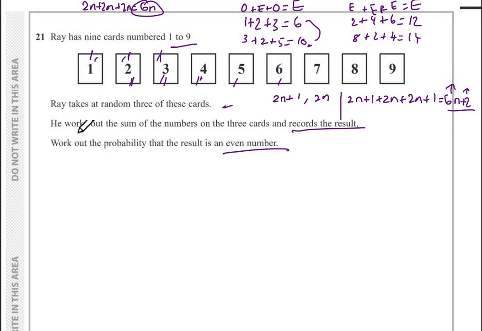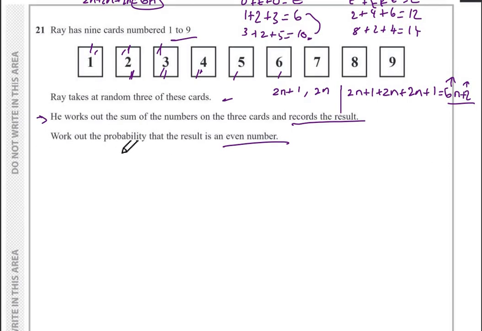Okay, so saying that, Ray has 3 picks. He takes out 3 cards at random, so we'd have to put our first pick, second pick, and third pick. So for our first pick, let's say we picked an even number, and for our second pick we picked another even number, and then for our third pick we pick another even number.